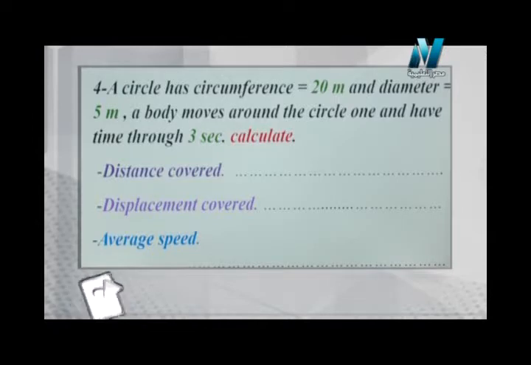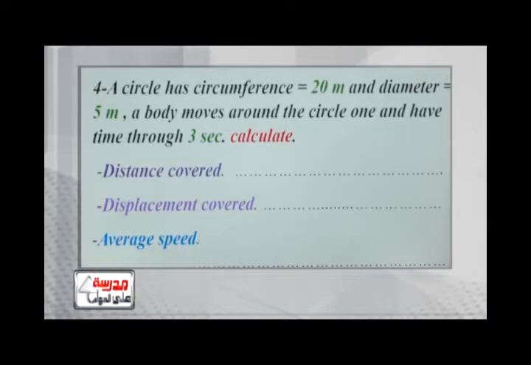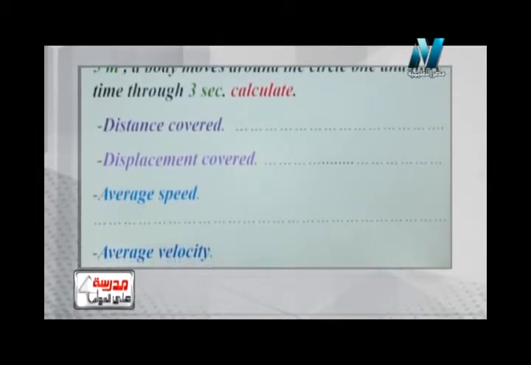A circle has circumference 20 meter and diameter equal 5 meter. A body moves around the circle 1.5 times through 3 seconds. Calculate distance, displacement, and average speed. Then average velocity.